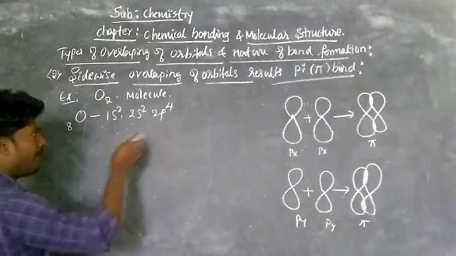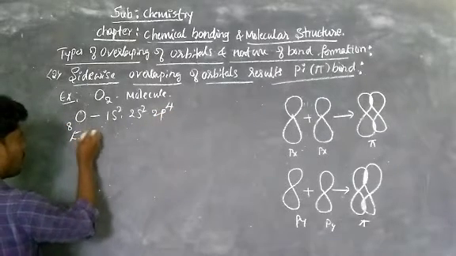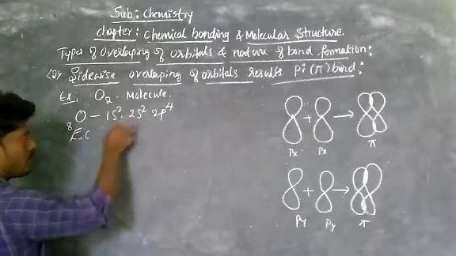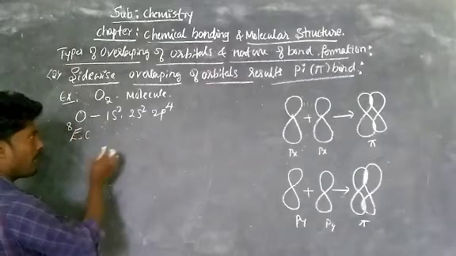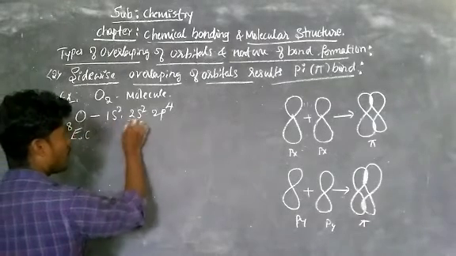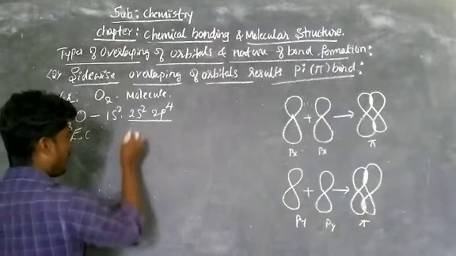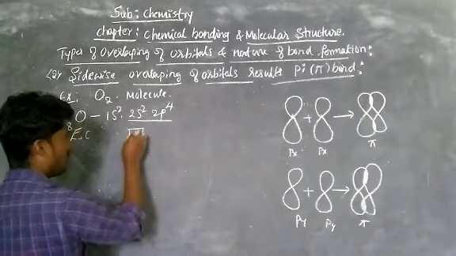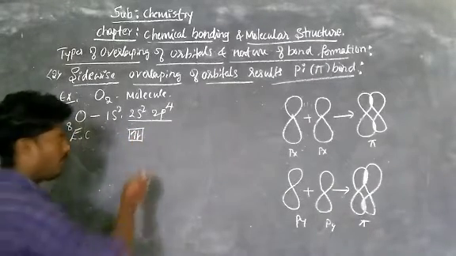Now write the electronic configuration. This is the electronic configuration in orbital diagram. The 1s is the inner shell, this 2 is the outer shell. Now take the s orbital containing 2 electrons. Okay, now take p.